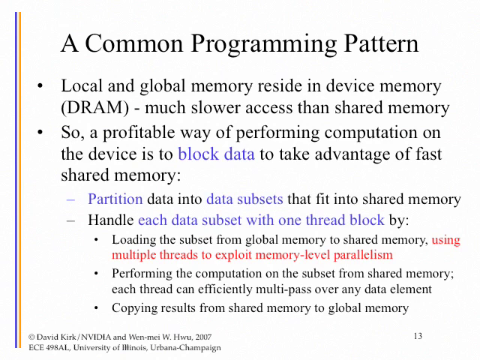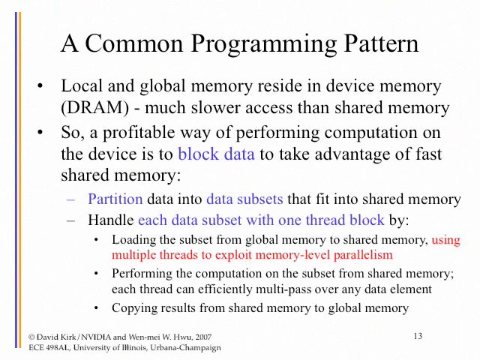So that's why you need to partition into data subsets, and you handle each data subset with one thread block only. And you load the subset from the global memory to shared memory using multiple threads to exploit memory level parallelism. Let's say if you have 256 data elements in your tile, instead of using one thread to load it 256 times, you should generate 256 threads. And each one will be responsible for loading one of the elements so that you can take advantage of the parallelism when you load them all into the shared memory.